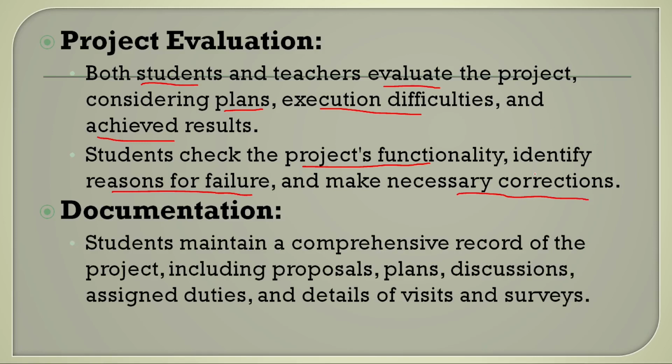Students must maintain a comprehensive record of the project, including proposals, plans, discussions, assigned duties, and details of visits and surveys. So at the end of the project, students must maintain the complete record, which should include the plans they have made, the discussions they have had, the duties assigned to different students, and details of any places they have visited or surveys, they should include those details also in that document. Okay, so these are all the steps of the project method.